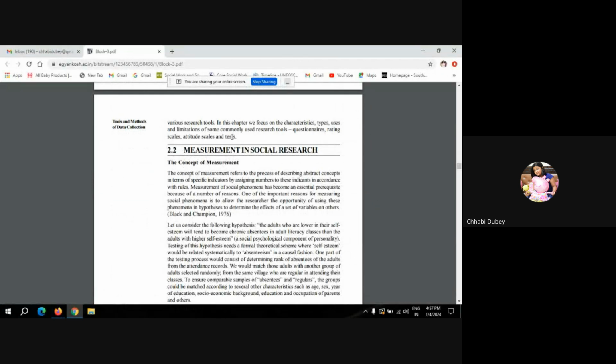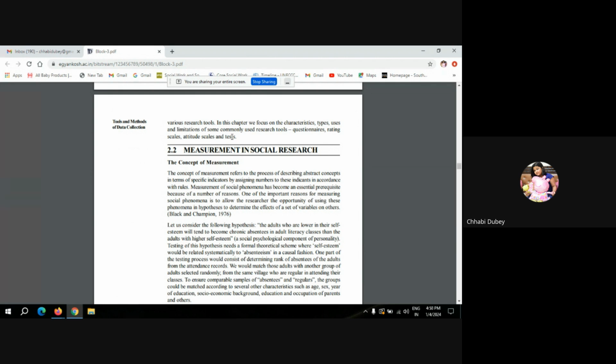Now, what is the concept of measurement in social research? The concept of measurement in social research simply refers to the process of describing abstract concepts in terms of specific indicators by assigning numbers to these indicants in accordance with rules. Now, this is a very important prerequisite for a number of reasons.